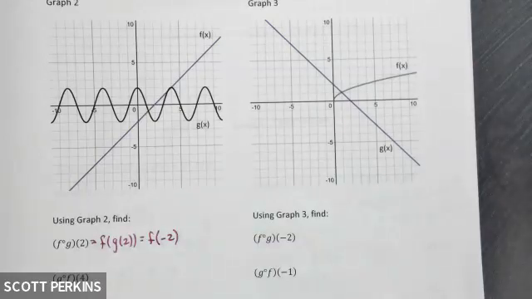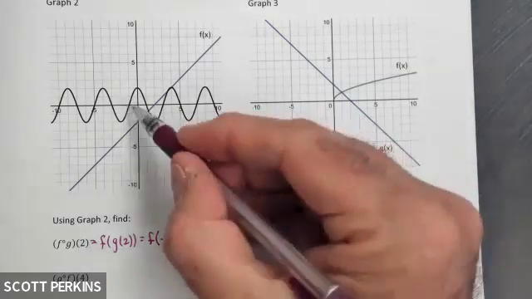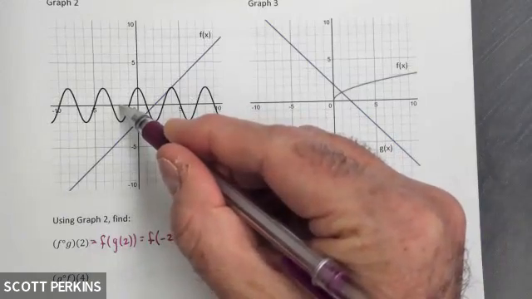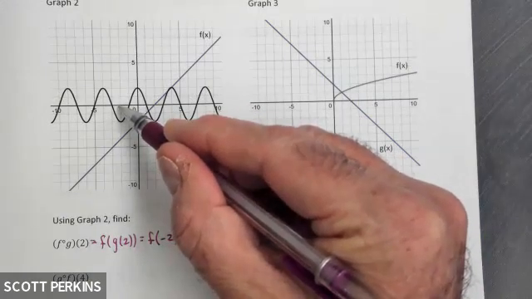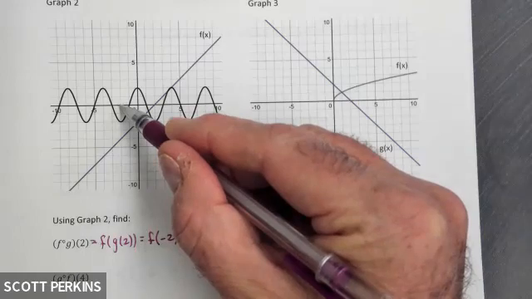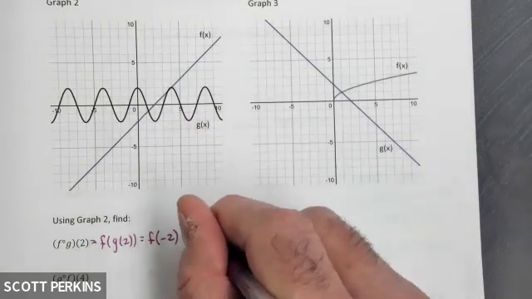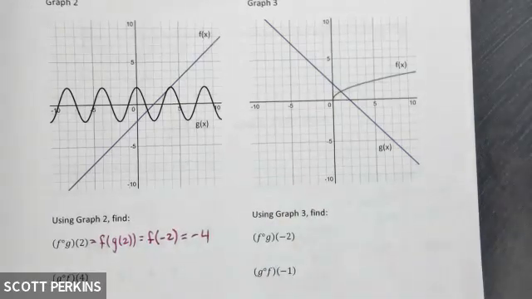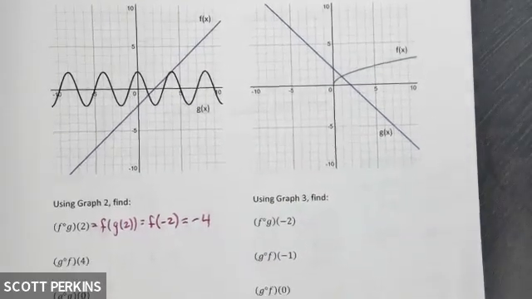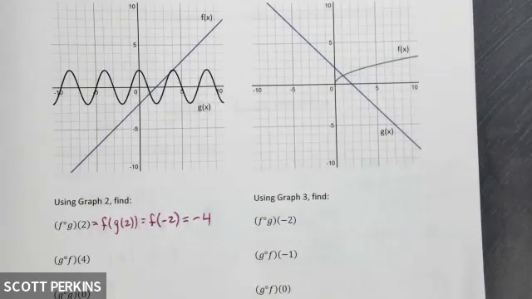So now I'm going to go back to the x value negative 2, so 1, 2. And what's the value of f? What's the value of the blue graph at this position? 1, 2, 3, 4. That is indeed true, negative 4. If you've got a question, be sure to ask it. If not, move on to the next one, g composed with f of 4.